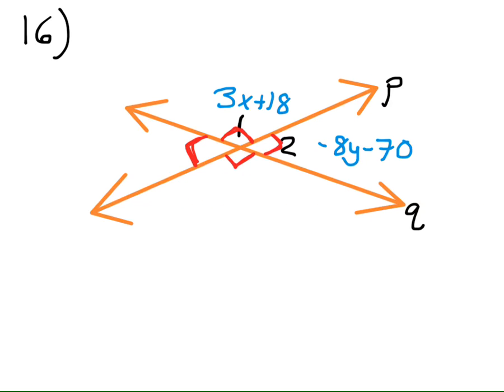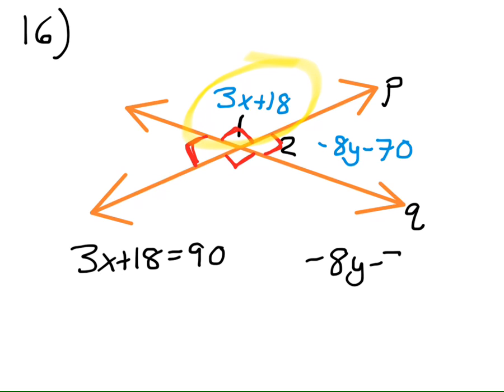So now I need to solve for x and y. Let's just look at this one first. How can I solve for x knowing this? Well, I know angle 1 is how many degrees? 90, because it was perpendicular, right? So I can solve for x. I know 3x plus 18 is going to be equal to 90, because that's what perpendicular told me. Same exact thing here. I know angle 2 is 90 degrees, because perpendicular means they cross at 90-degree angles. So I know negative 8y minus 70 is going to be equal to 90. You should get a positive number for x, and you'll probably get a negative number for y when you solve both of those.